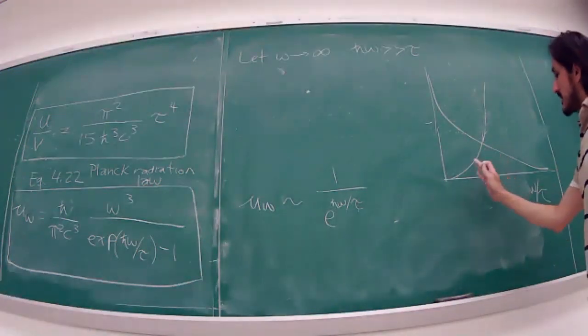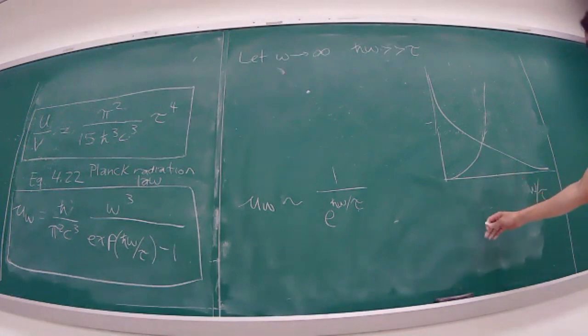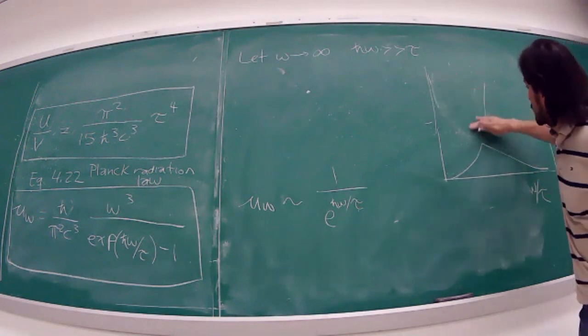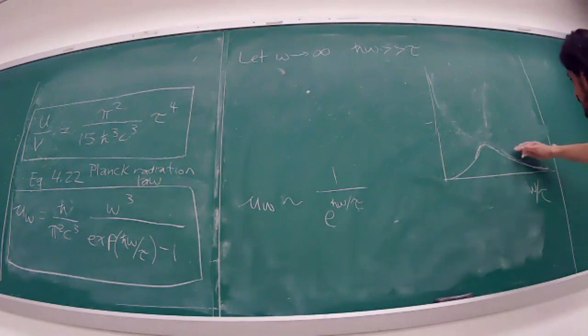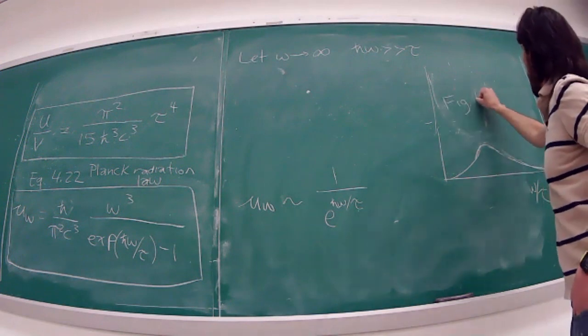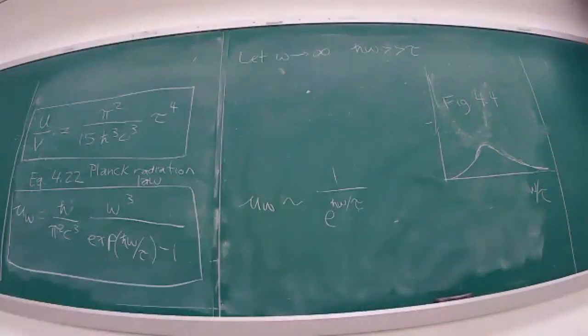So in intermediate parts, it's going to look like the intermediate function. So the whole thing looks a little bit like this. So if you compare that to figure 4.4, you will see that it looks pretty similar. So this is the spectrum of a black body. So pretty cool, no?